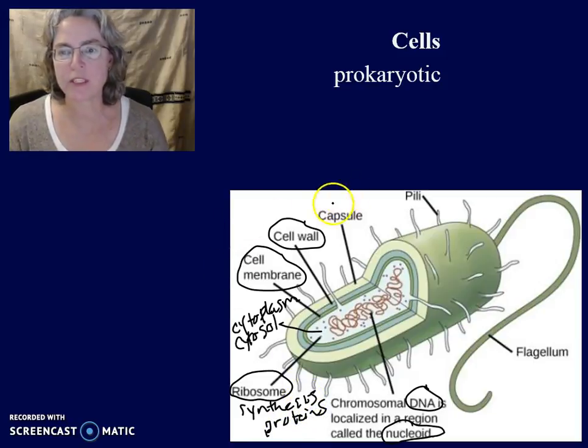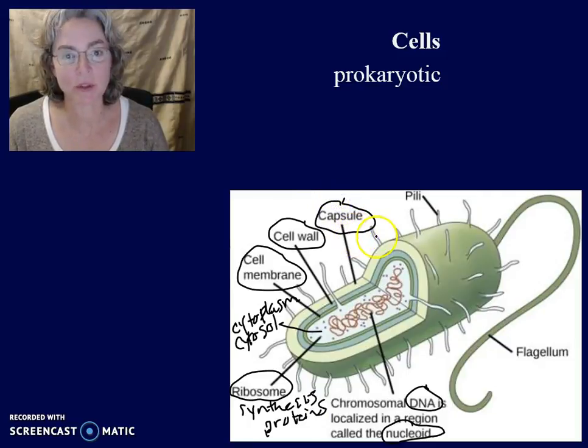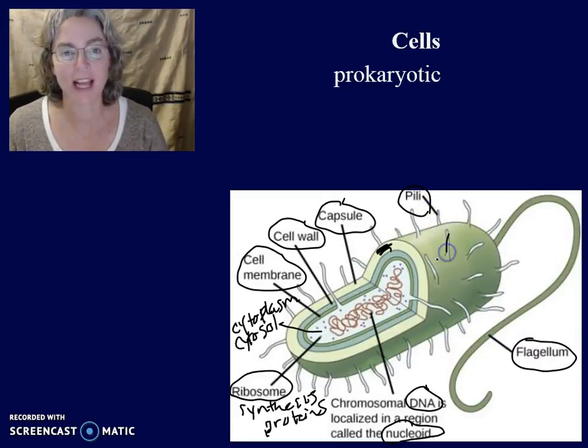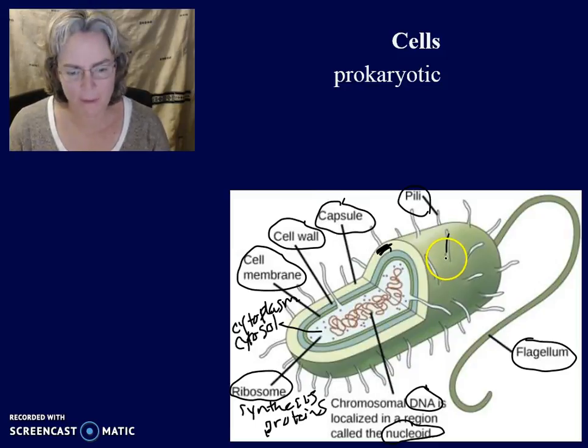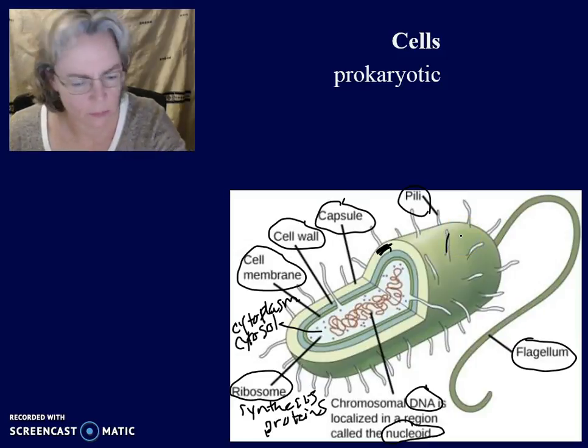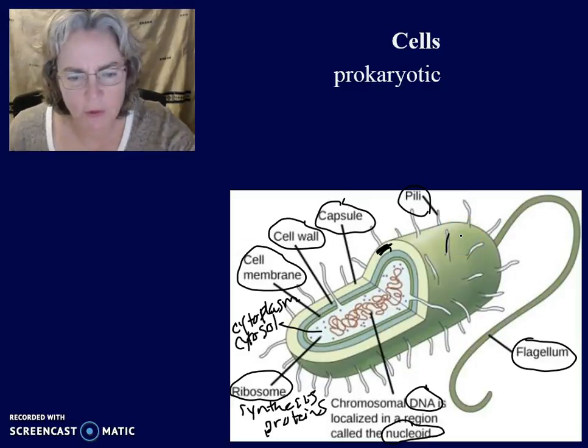Okay, other interesting things about a bacteria. A bacteria has a capsule, and this capsule, this thick layer right here, helps to keep it from drying out. Some of them have flagellum to be able to move around, and these pili are for attaching to substrate. Okay.